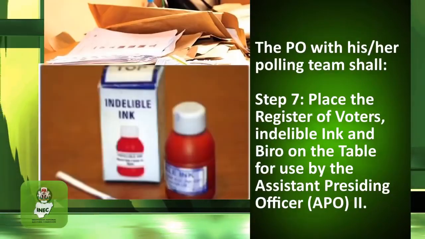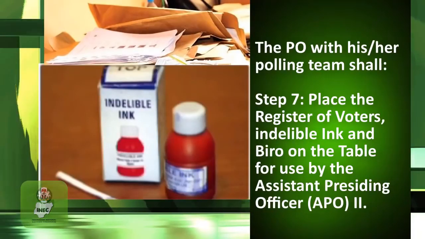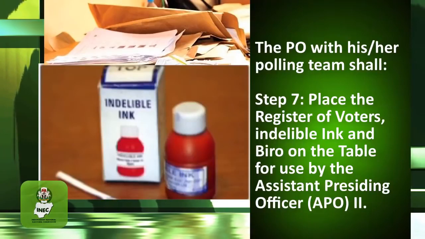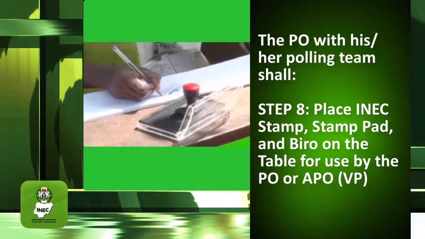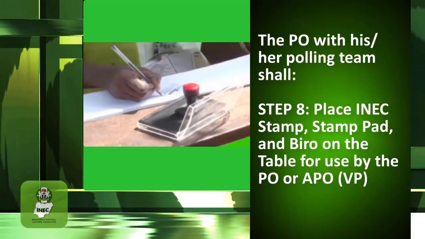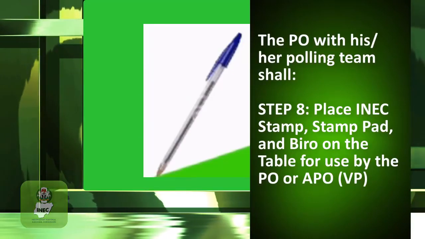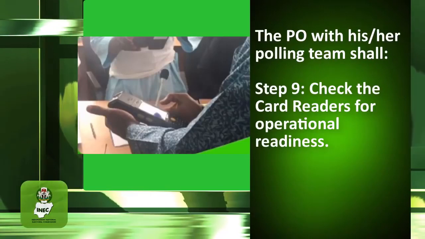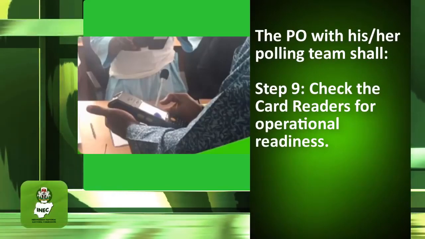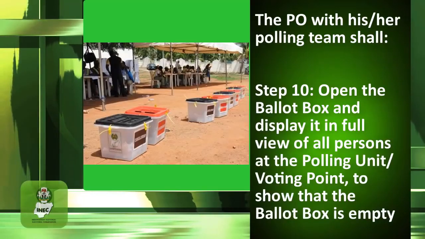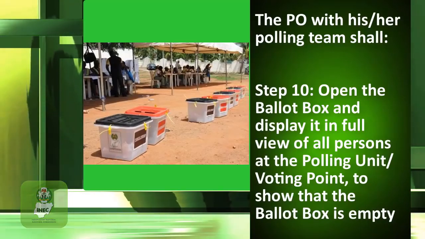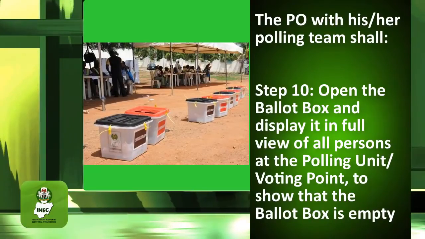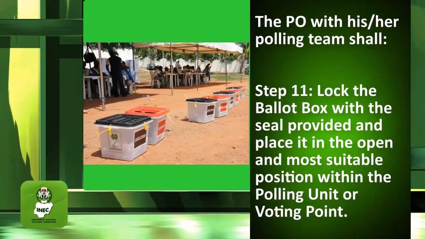Step 7. Place the register of voters, indelible ink, and biro on the table for use by the Assistant Presiding Officer APO2. Step 8. Place INEC stamp, stamp pad, and biro on the table for use by the PO or APO VP. Step 9. Check the smart card readers for operational readiness. Step 10. Open the ballot box and display it in full view of all persons at the polling unit or voting point to show that the ballot box is empty.